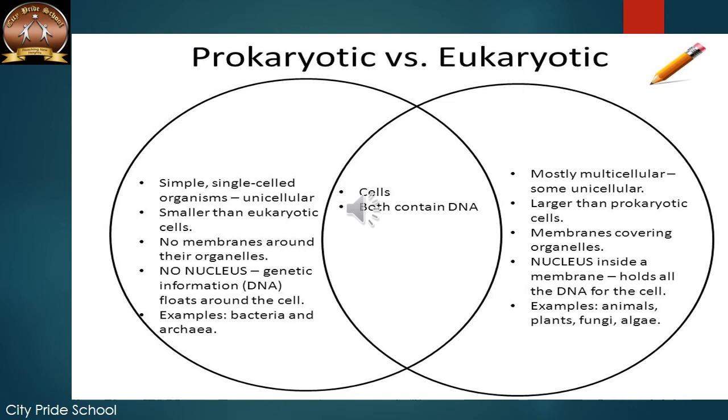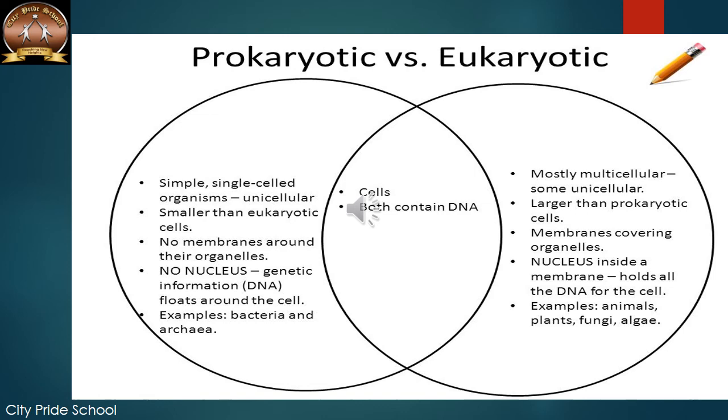Whereas those cells that have the nuclear material, that is the DNA and the RNA, enclosed in a membrane, as you saw just now, are termed as eukaryotic cells. Now let us see how the two are different. First, the similarity: both are found in different types of cells, and they both contain DNA. The difference is that prokaryotic cells are generally found in unicellular organisms, not in multicellular organisms, whereas eukaryotic cells are found in multicellular and some unicellular organisms.